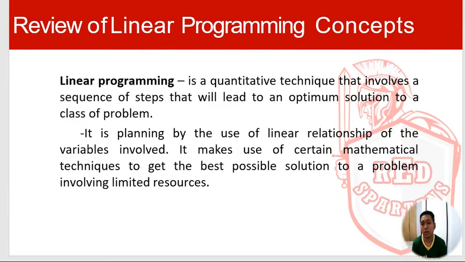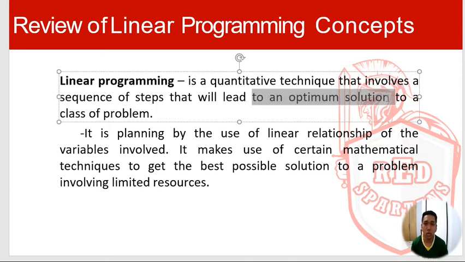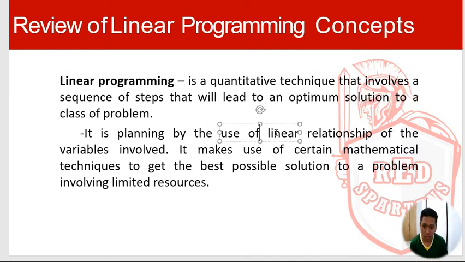We have linear programming. Linear programming is a quantitative technique that involves a sequence of steps that lead to an optimum solution to a class of problem. Or we could say we use linear programming for us to get the optimum value, or the best value for us to have a higher profit or a lesser cost considering different kinds of constraints. It is planning by the use of linear relationship of variables involved, and it makes use of certain mathematical techniques to get the best possible solution to a problem involving limited resources.